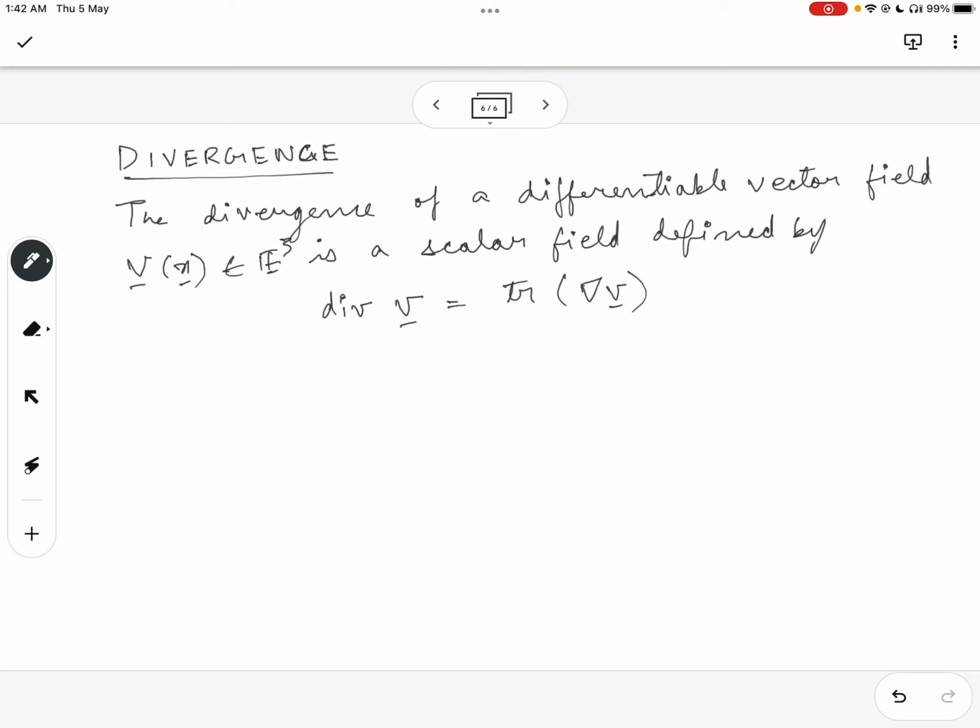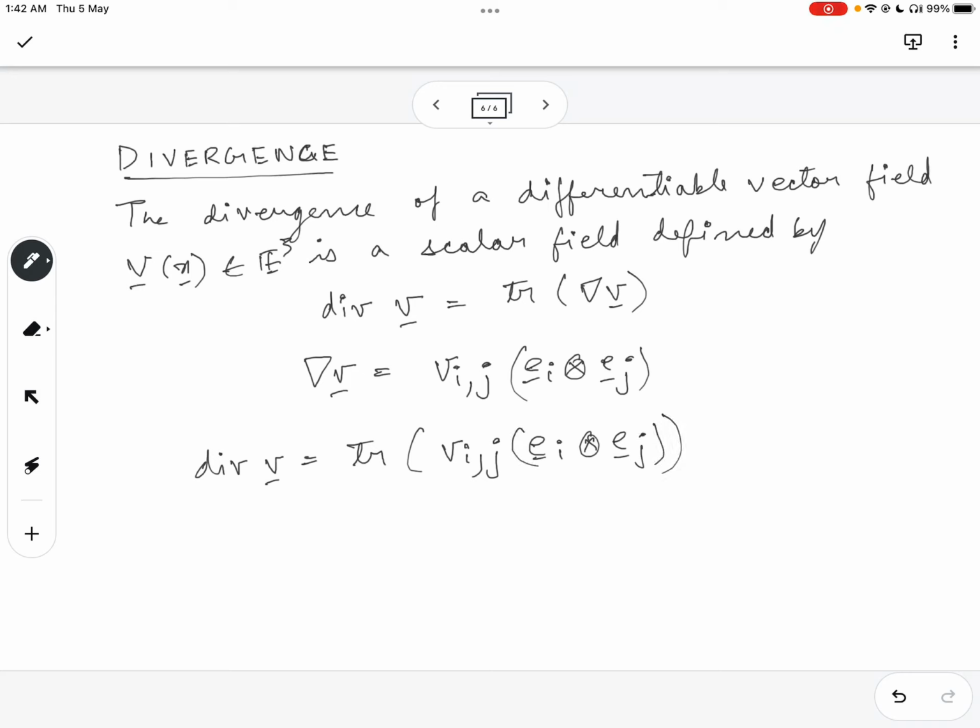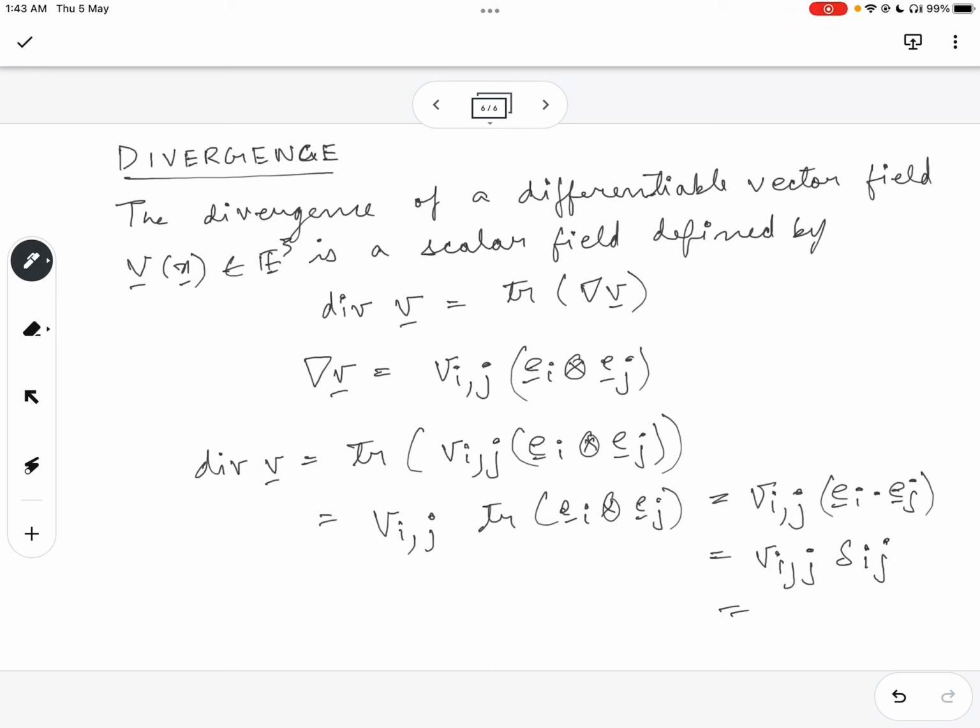We will look at later what divergence actually means physically. We'll look at a physical interpretation of divergence. In terms of the Cartesian coordinates, we have the gradient of V as v_i,j e_i dyadic e_j. Therefore, divergence V becomes the trace of this v_i,j e_i dyadic e_j. Taking the scalar term out, it becomes v_i,j times trace of e_i dyadic e_j, which is nothing but v_i,j e_i dot e_j, according to our definition of trace. This is equal to v_i,j delta_ij, and this is v_i,i.